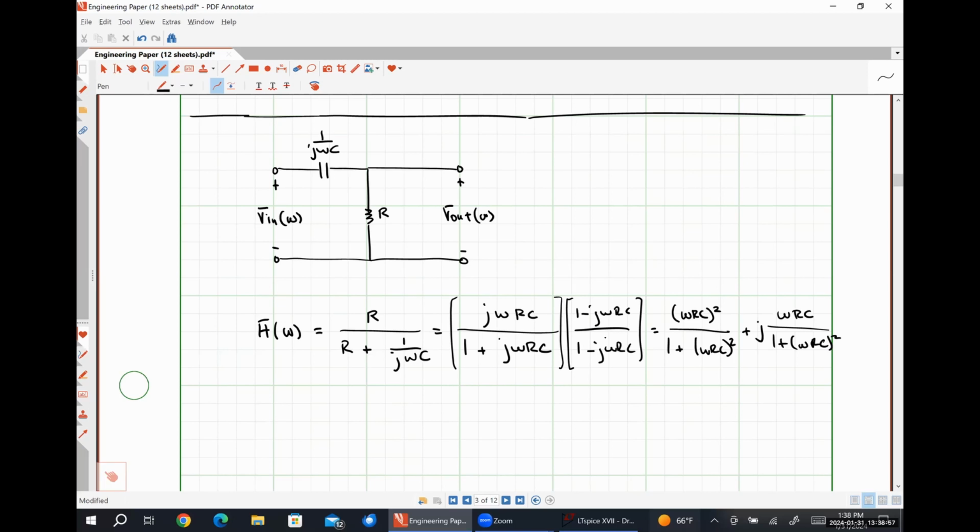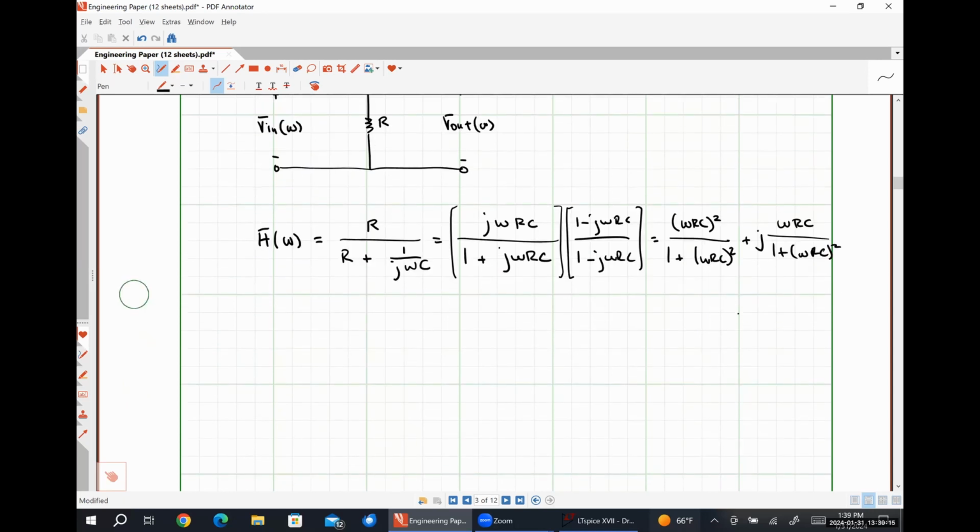So j times negative j looks like positive 1. ωRC times ωRC is (ωRC) squared. So that's where that bit came from. j ωRC times 1 is just jωRC. Yep, pretty hard to screw that up. Just wanted to double check.